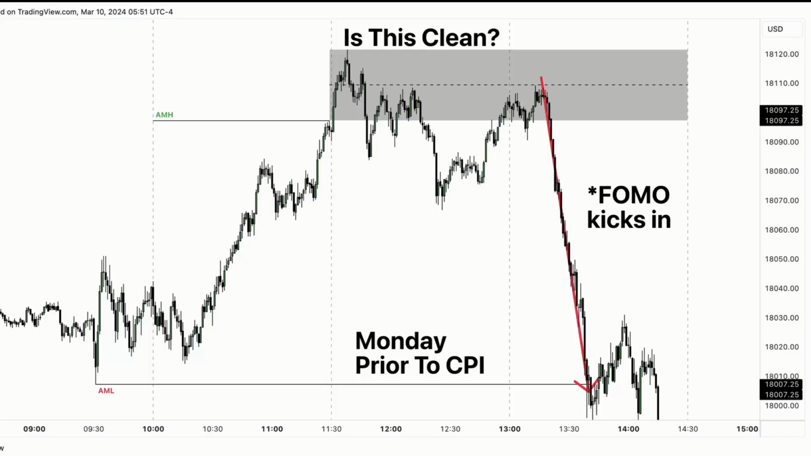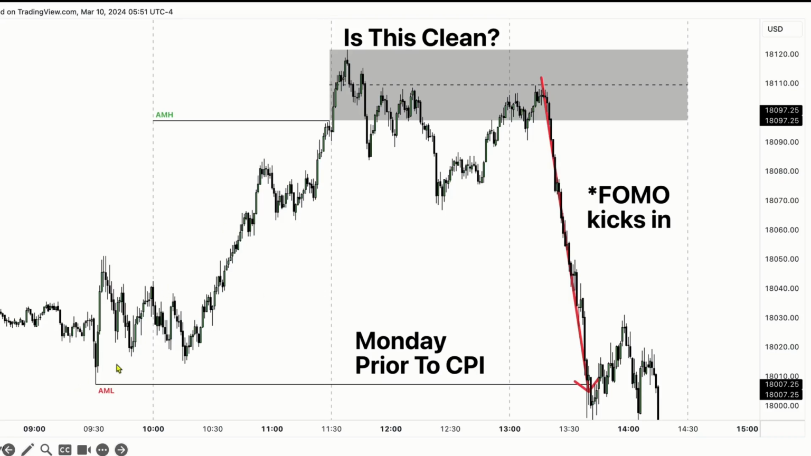Please don't fall for the following trap. This is a trap that many people fall into when they begin to learn about rules for environment selection, and it's the following trap. Please be mindful of this. Here we can see the Monday prior to CPI. So CPI was on Tuesday. What do we know? Whenever there's CPI on Tuesday, we want to avoid No News Monday, because No News Monday is likely to chop around.